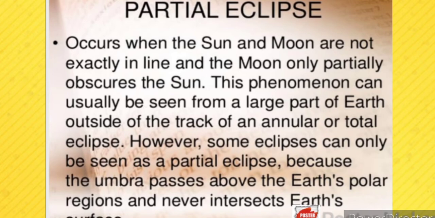Partial eclipse occurs when the sun and the moon are not exactly in line and the moon only partially obscures the sun. This phenomenon can usually be seen from a larger part of earth outside the track of an annular or total eclipse. However, some eclipses can only be seen as partial eclipse because the umbra passes above Earth's polar regions and never intersects Earth's surface.